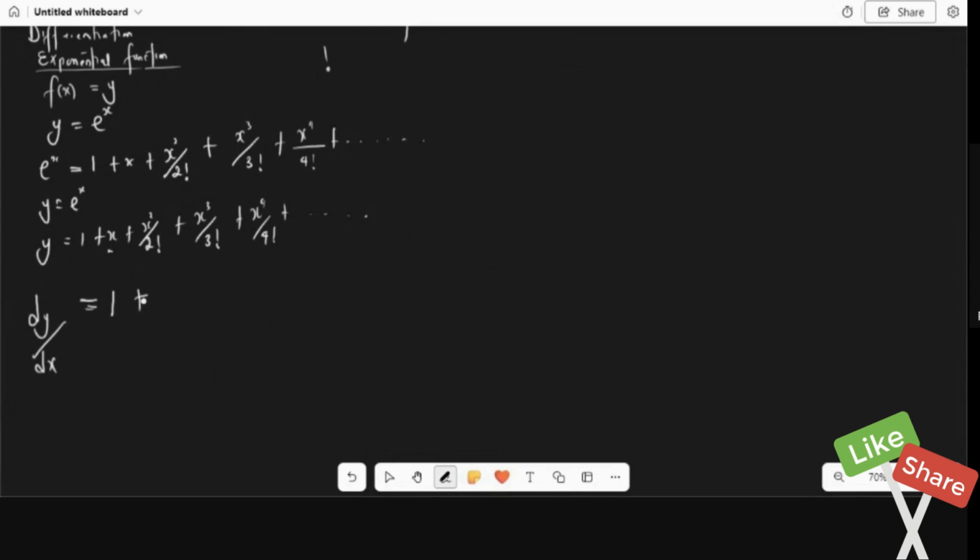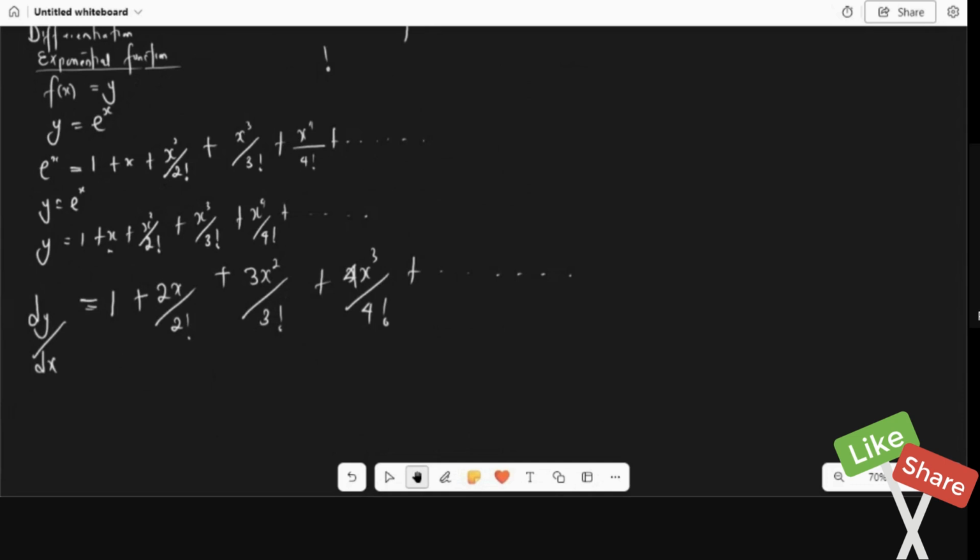Next, plus, what is the derivative of x squared? It becomes 2x over 2 factorial. Keep it there first. What is the derivative of x cubed? It becomes 3x squared over 3 factorial. I'm going to show you why it's not going to be changing. It's still going to be indefinite. Plus 4x cubed over 4 factorial plus and so on and so forth.